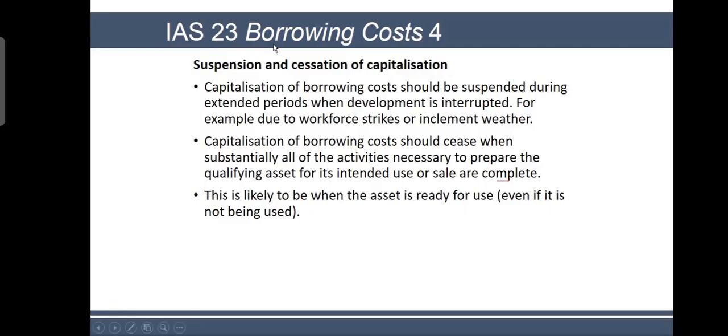So this is a very short chapter. Borrowing cost, you usually get questions on calculating the initial value of an asset. You add borrowing cost into that, you add provision into that. So you don't get a separate question for that, but it is mixed within the tangible non-current asset question.